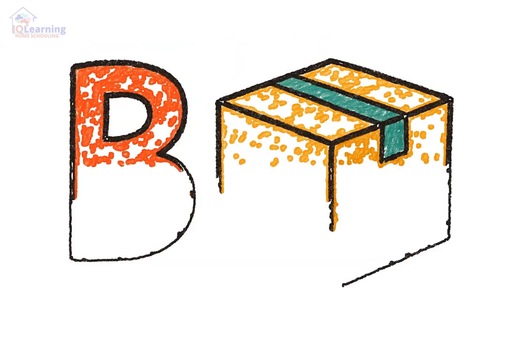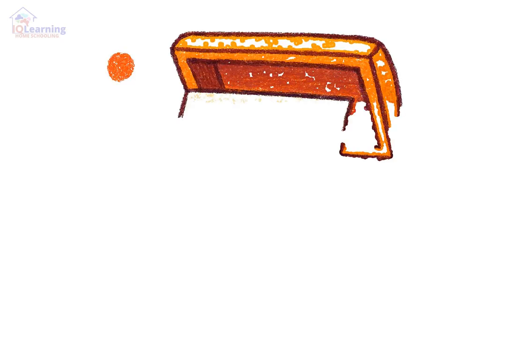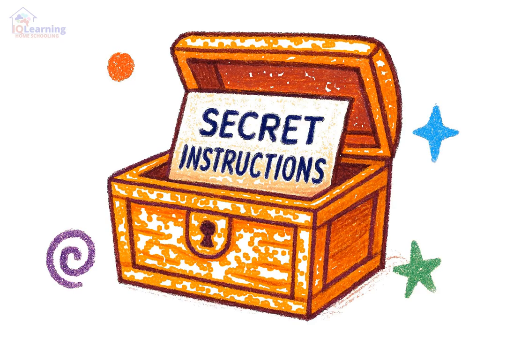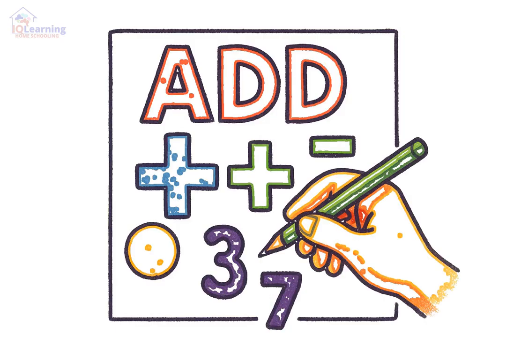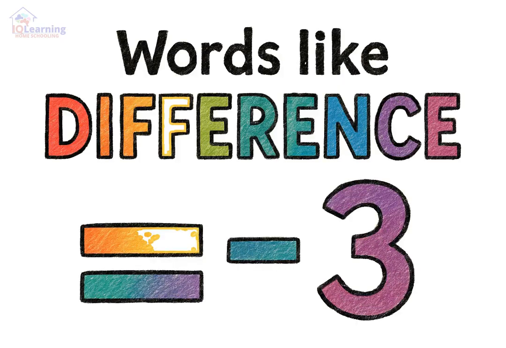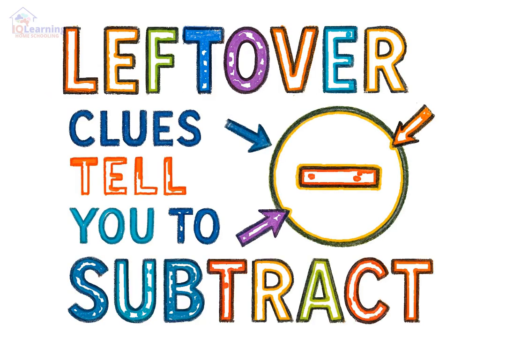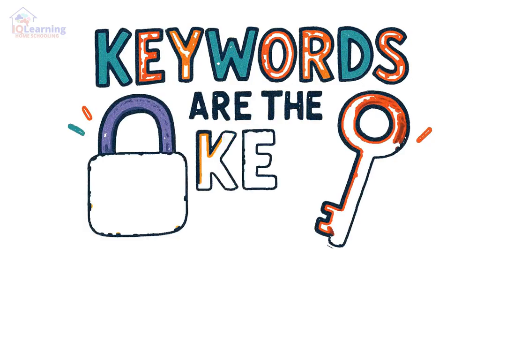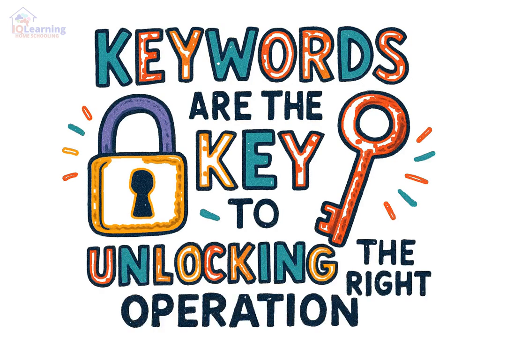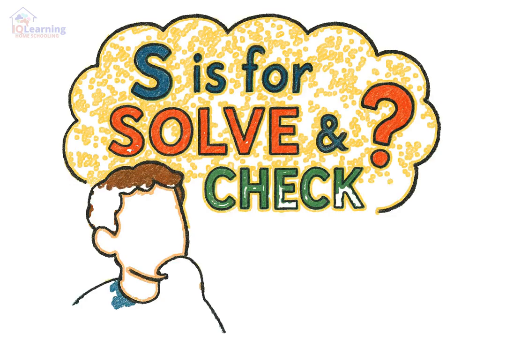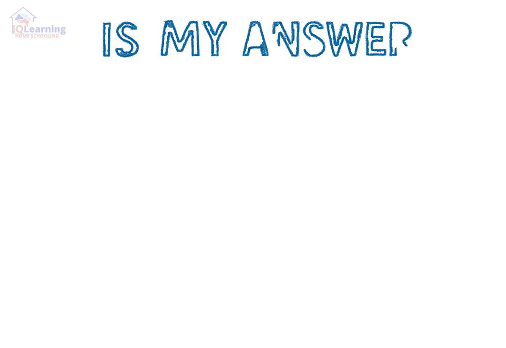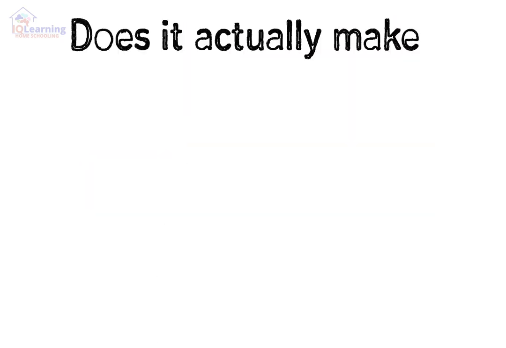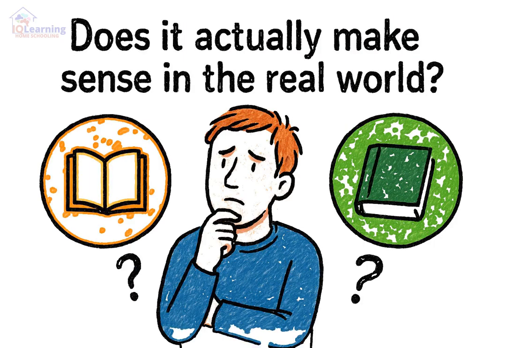Then comes B for box. This is where you find the secret instructions. Words like total or altogether are clues that tell you to add. Words like difference or leftover are clues telling you to subtract. These keywords are the key to unlocking the right operation. Finally, S is for solve and check. You do the math, but then you step back and ask the most important question. Is my answer reasonable? Does it actually make sense in the real world?